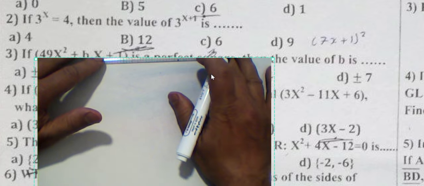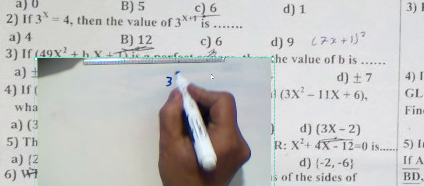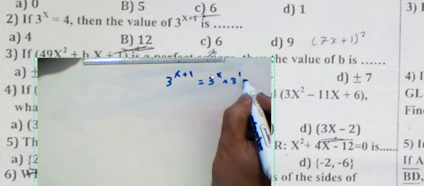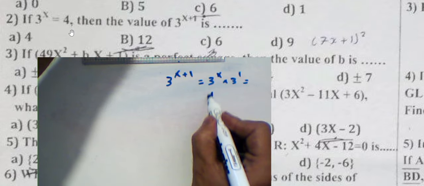3 power x equal 4. Then the value of 3 power x plus 1 equals 3 power x product by 3 power 1. The value of 3 power x, he gives me the information, is 4. Then 4 product by 3 power 1 equals 3 times 4, which is 12. And the answer here will be 12. Choose letter B. Okay. Next question.